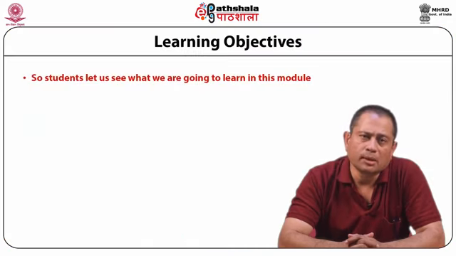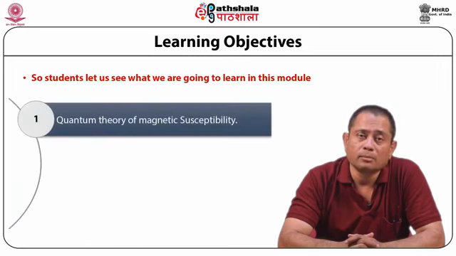Today we are going to discuss the module Diamagnetism and Paramagnetism of Atom, Part 2, and this paper is from Solid State Physics. So students, let us see what we are going to learn in this module. The first important thing is the quantum theory of magnetic susceptibility.